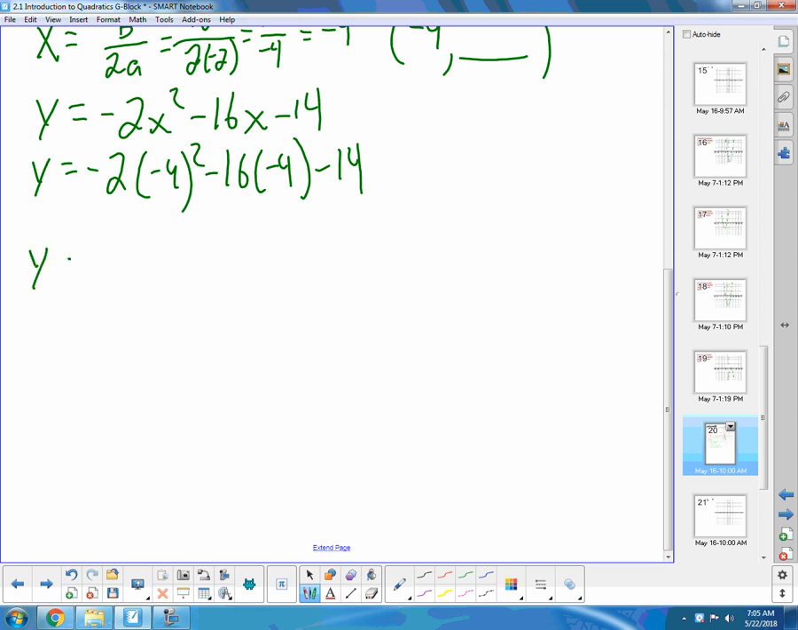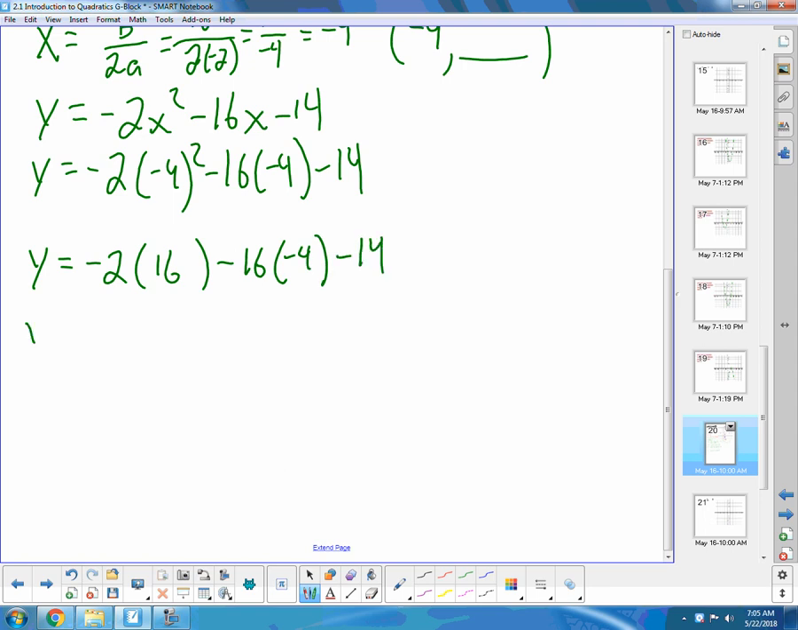So y equals now, in this first term, negative 2 times negative 4 squared. Order of operations says I need to apply exponents first. So I'm not going to multiply with the negative 2 yet, I have to do the negative 4 squared first. Negative 4 squared means negative 4 times negative 4, which is positive 16. Minus 16 times negative 4 minus 14.